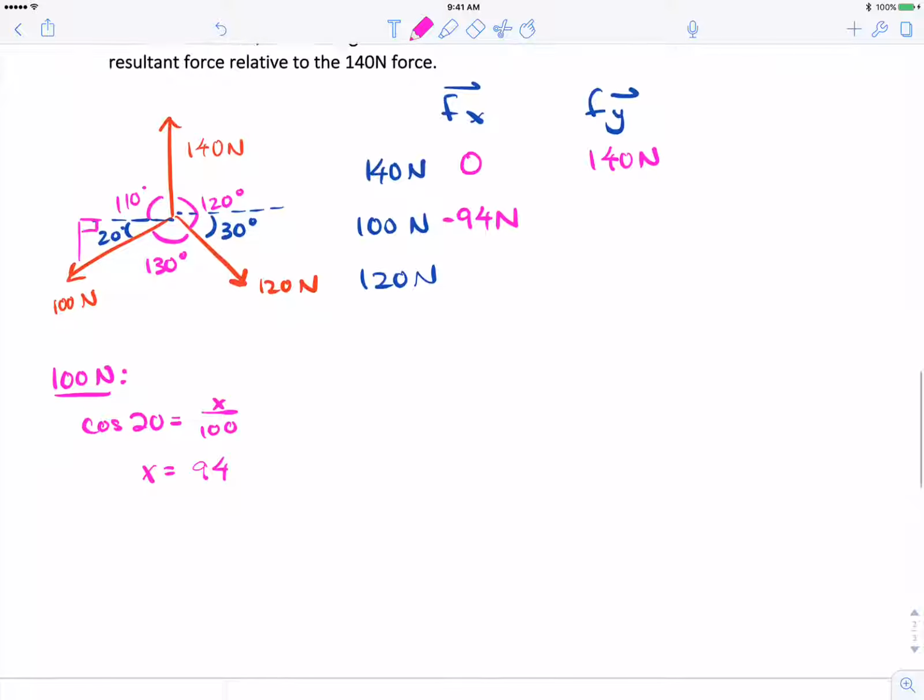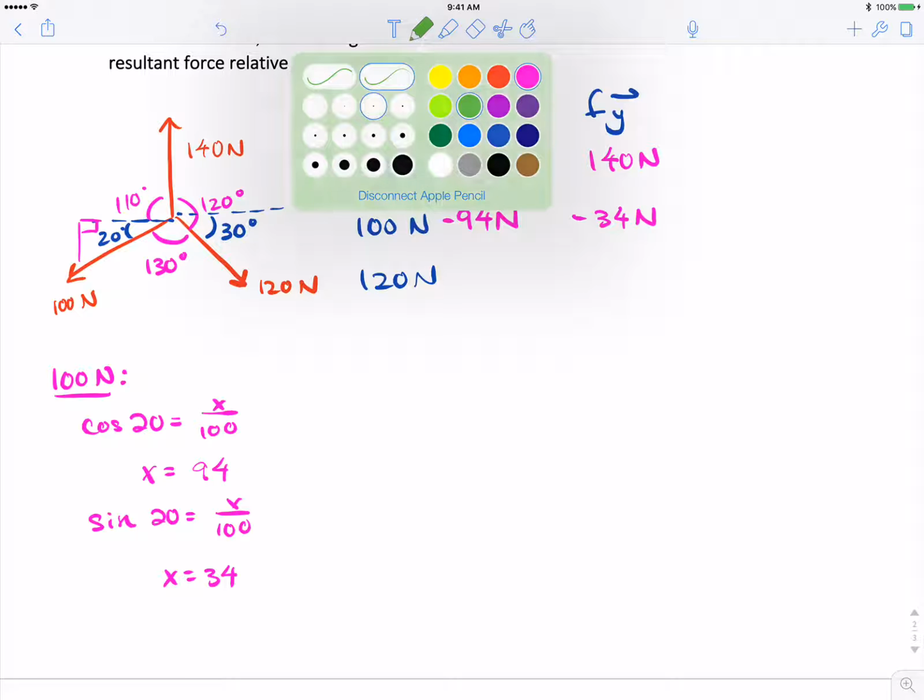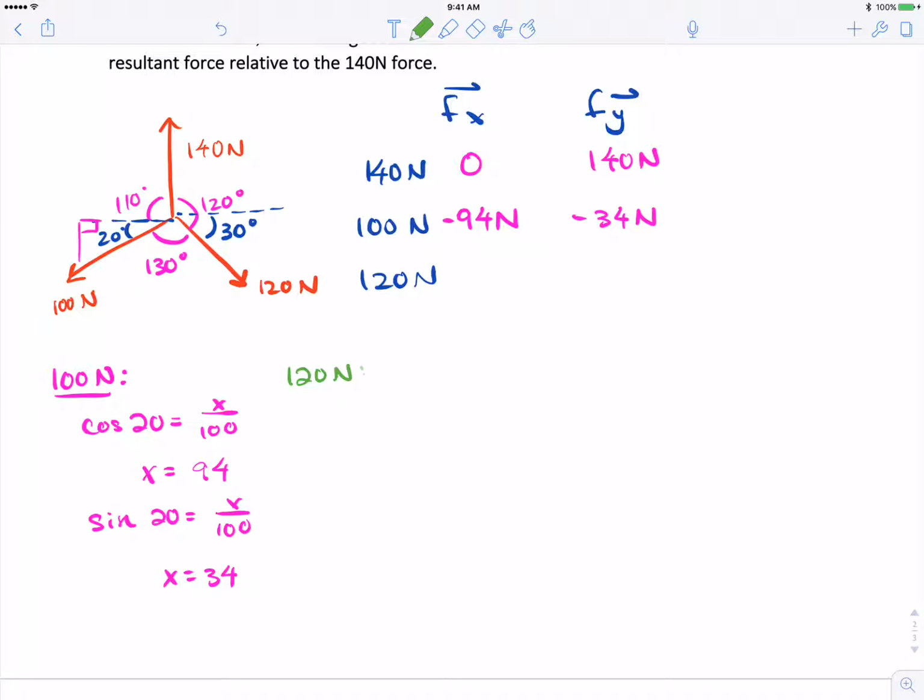Finding that vertical component, sine of 20 is y over 100, and I get 34. Notice I'm still going down, so negative 34. The last one I'll do, and I'll just switch colors, is the 120 newton force.